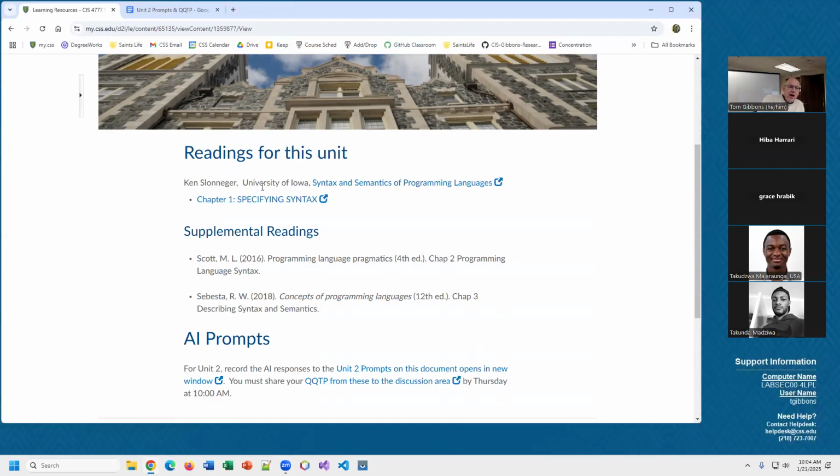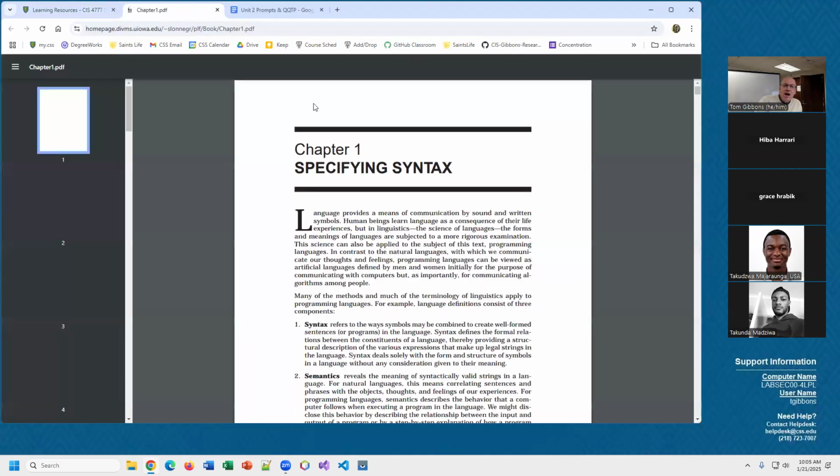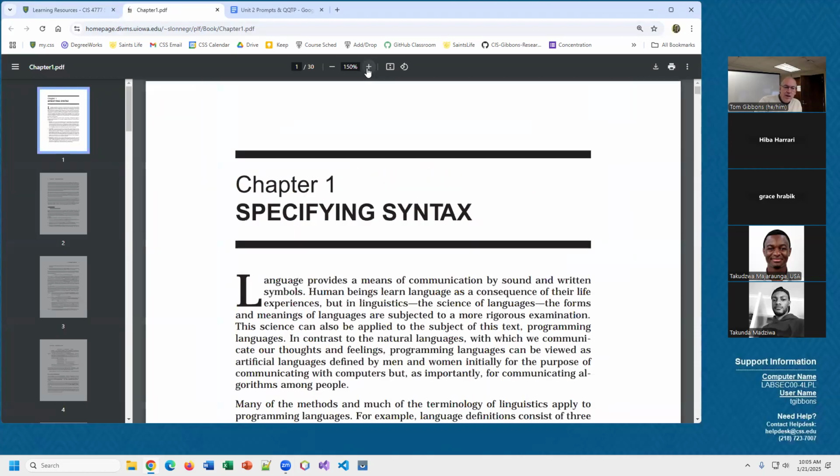So there's a free textbook out there, a public domain one for programming languages, and it has some theory stuff. So that's what we're going to look at today, this one by Ken Slonneger. He's at the University of Iowa and has this textbook out there. And we'll be using that when it fits. This is a good chapter for that. So I'm just going to open this up and use that to introduce these topics.